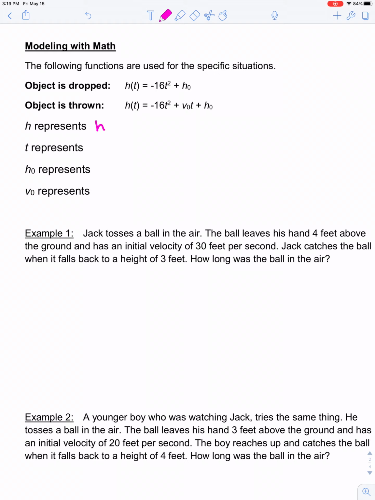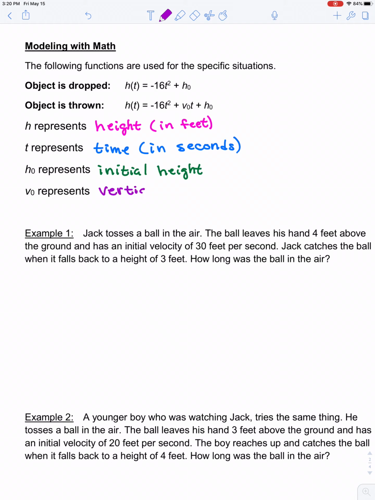H will represent the height, and the height is in feet. T will represent the time, and the time will be in seconds. H sub 0 is going to represent the initial height. That would be your starting height. Again, in feet. And then vertical velocity. That's what v sub 0 represents.